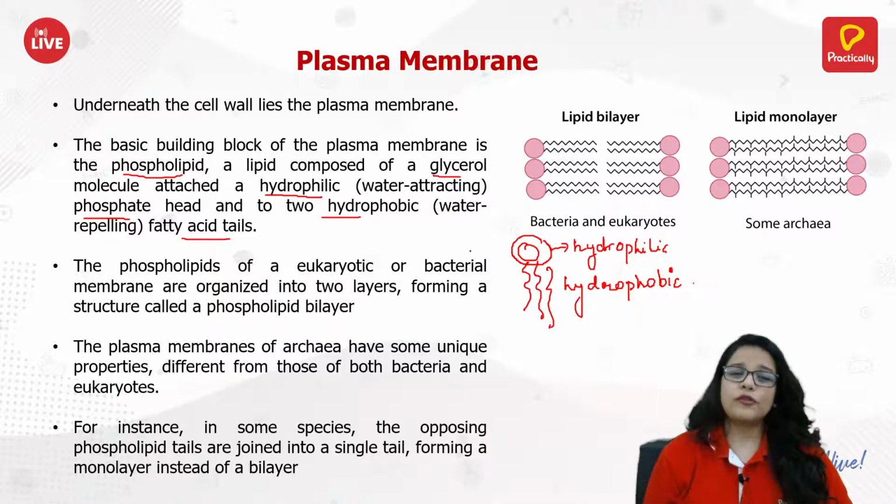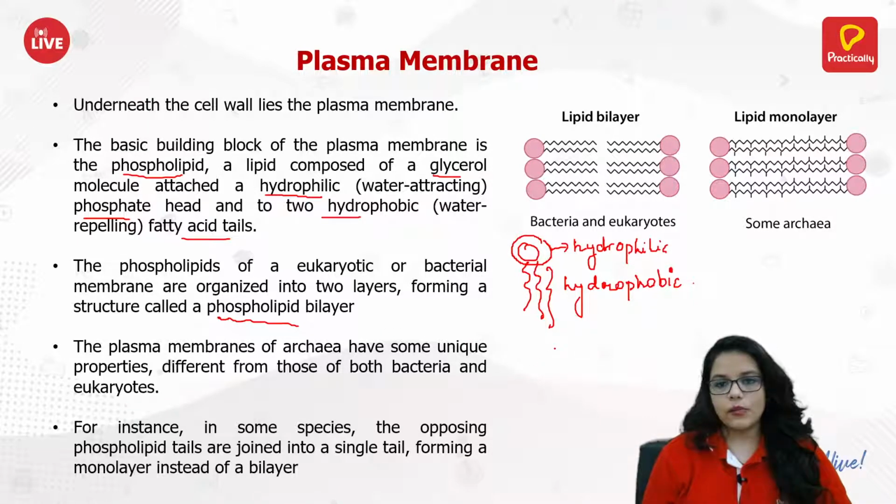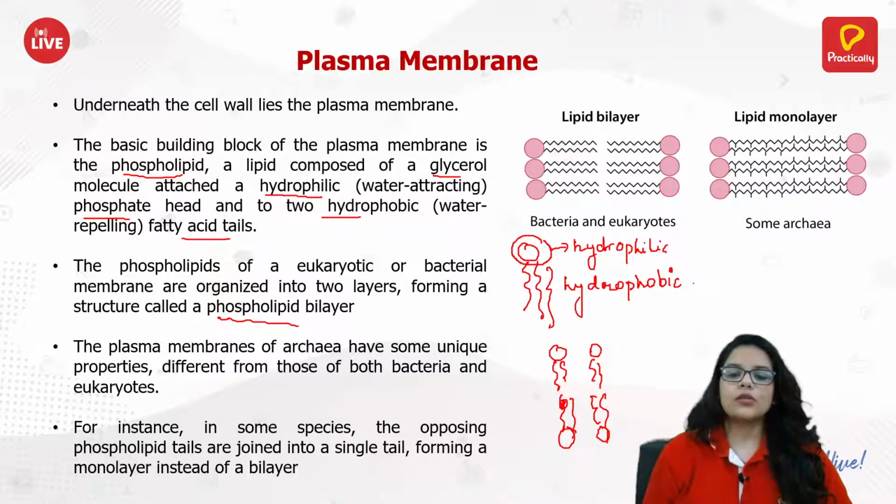Now the phospholipids of eukaryotes and bacterial membranes form two layers. They form a phospholipid bilayer. So it looks somewhat like this. The hydrophilic layer will be at the top and bottom ends, and the hydrophobic layer will be in the middle.